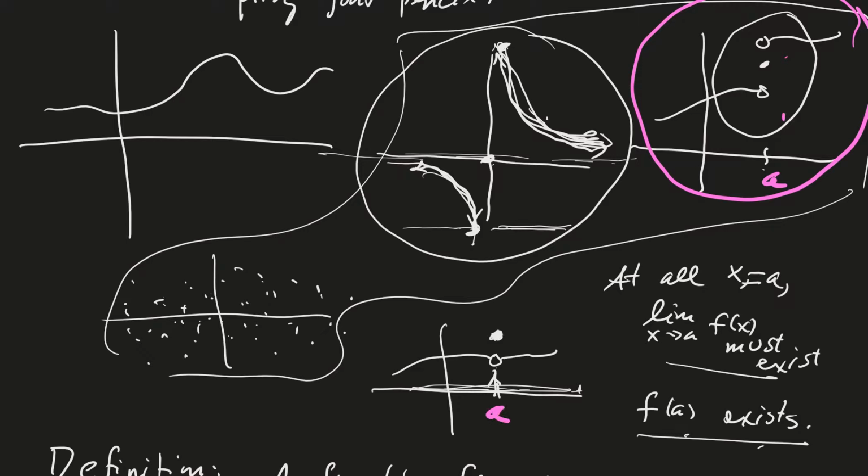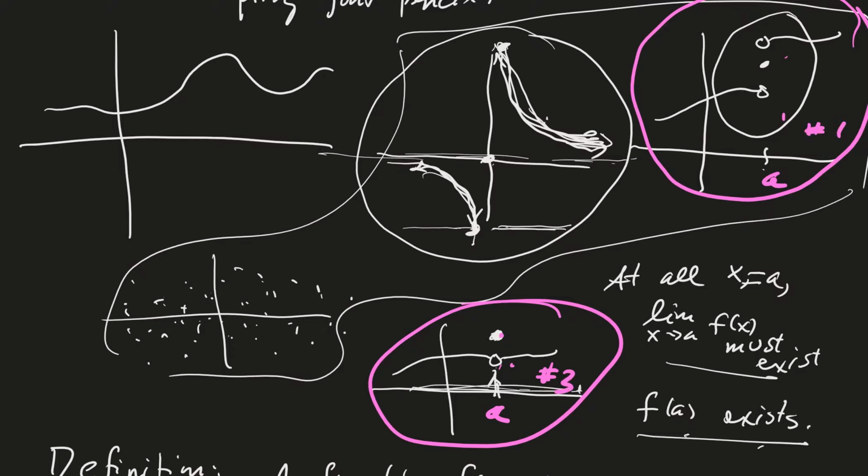And then this point down here, the limit exists, f of a exists, but the two things are not equal. So this is number 3 that's not true. And this is number 1, the limit does not exist. Good, all right. So we'll try a few more of those.